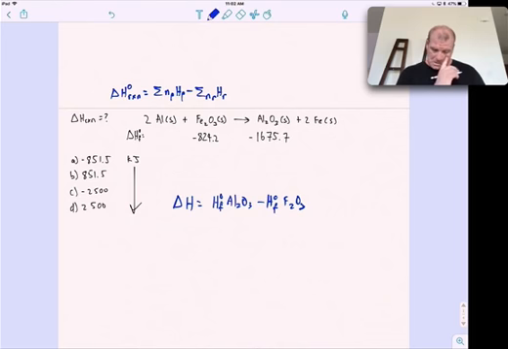That's going to be equal to this one. And it's very, very exothermic. So if you want to have some fun, look up the thermite reaction on YouTube, and don't do it at home unless you are very, very careful.